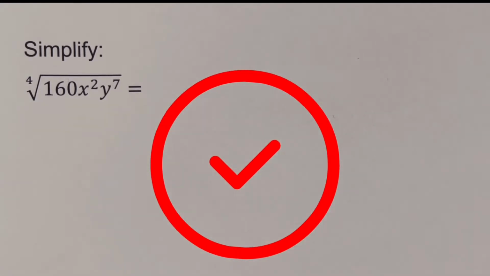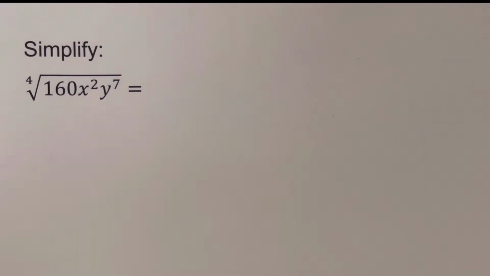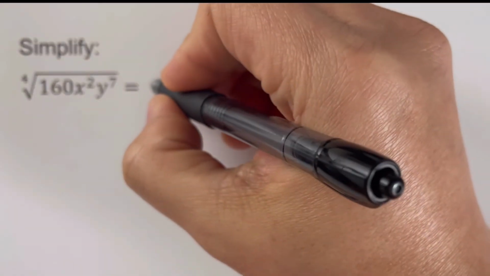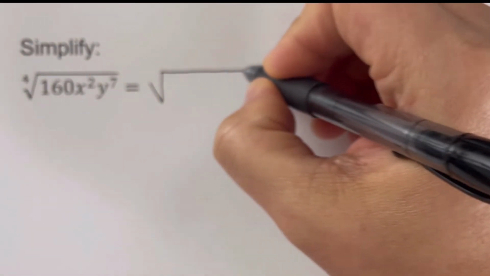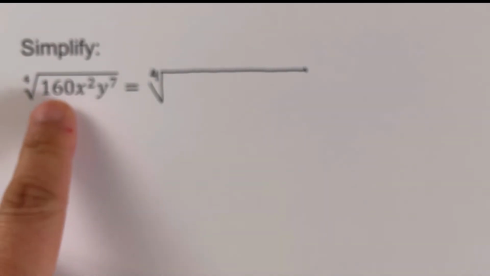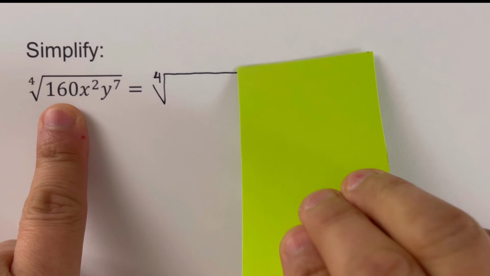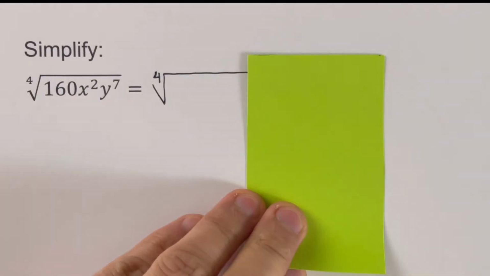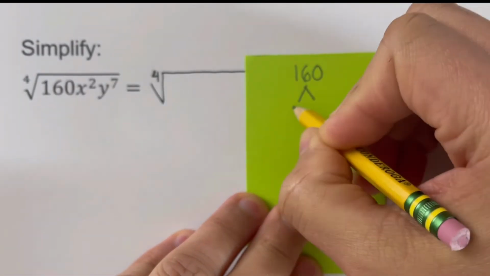Okay, so we go over the problem here. Again, our first step is to expand the given expression. So I'm going to go ahead and write that radical symbol right here. So that would be 4. So we're going to simplify, or expand, this 160 to its prime factors. I'm going to show the work on the side here.